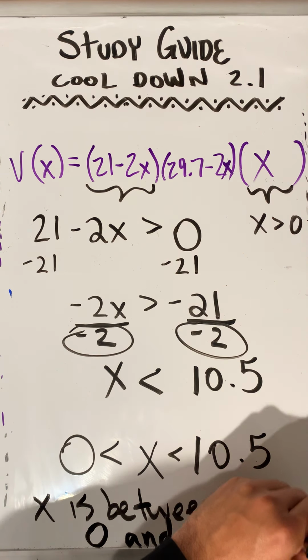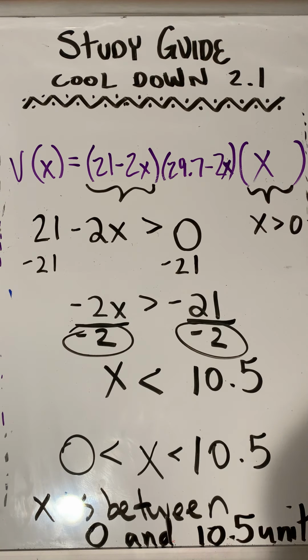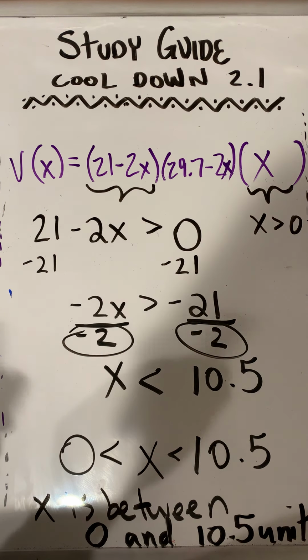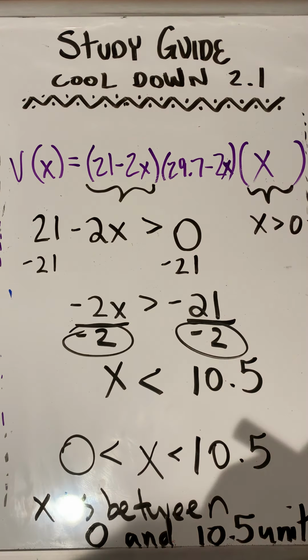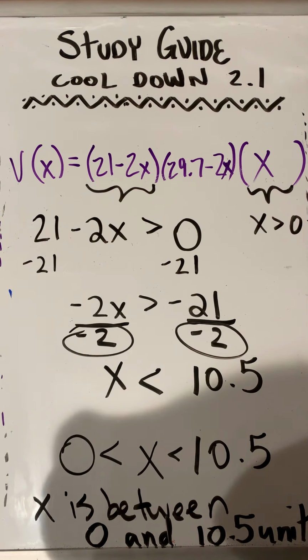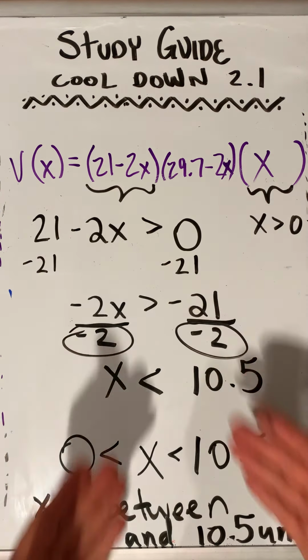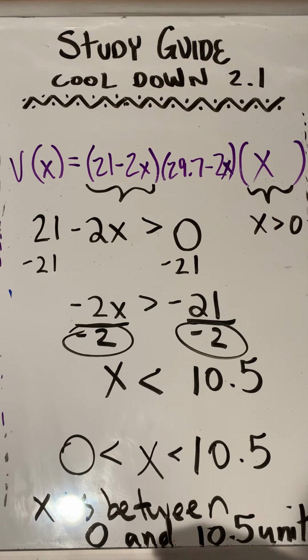I don't recall the units. I think it was centimeters, but I'm just going to write units down. Whatever it was, you can just replace the word units with whatever particular measurement was used. All right, so that's everything you need to know about Cool Down 2.1. Good luck.